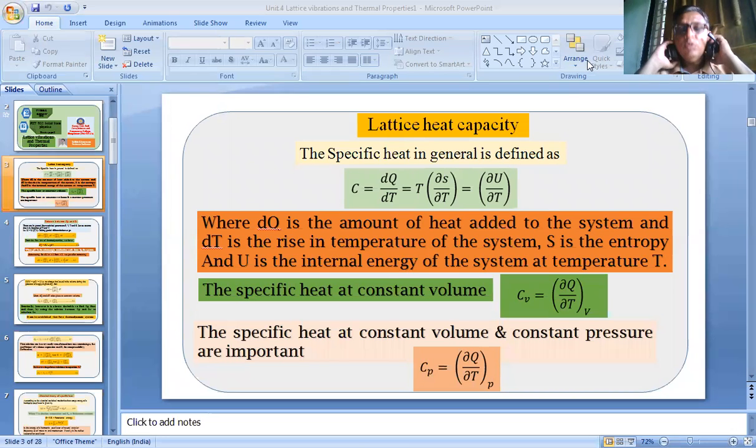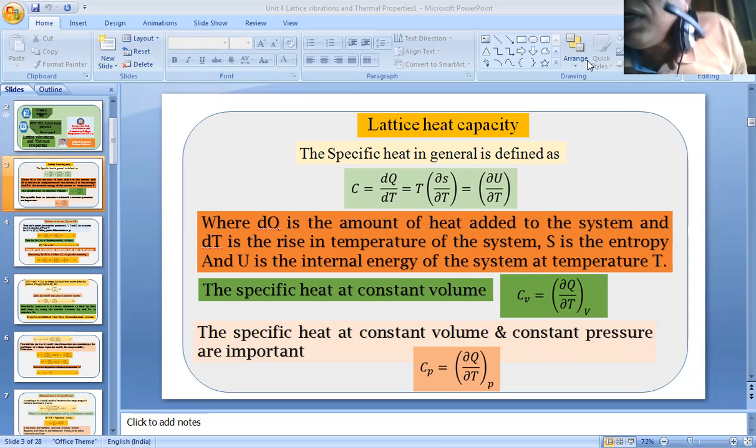Hello students. Today we are going to the fourth chapter on solid state physics. The fourth chapter is named lattice vibrations and thermal properties, isn't it? We have first seen lattice heat capacity.